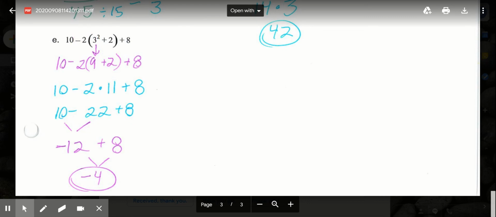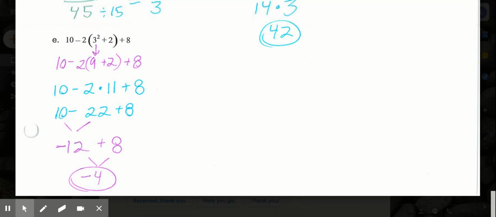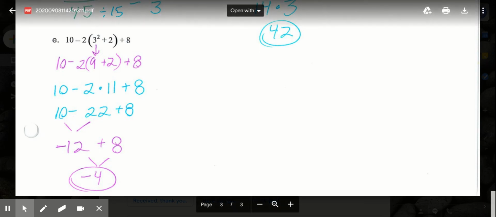Then we have subtraction, multiplication, and addition, so I need to multiply first. 2 times 11 is 22. Then it's all subtraction or addition, so I can work it left to right. 10 minus 22 is a negative 12. Plus 8 would move me back to a negative 4.